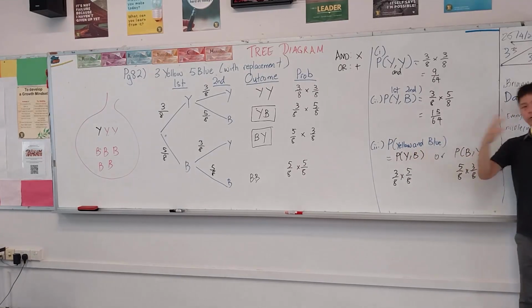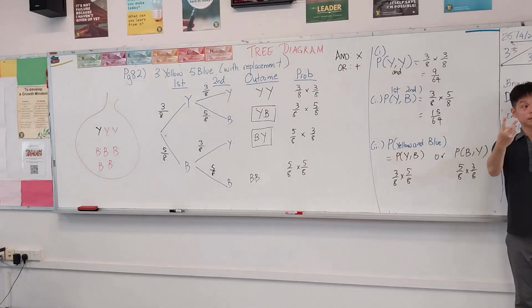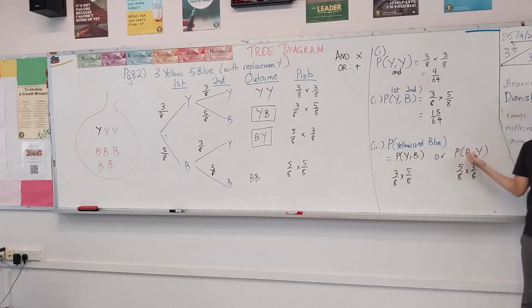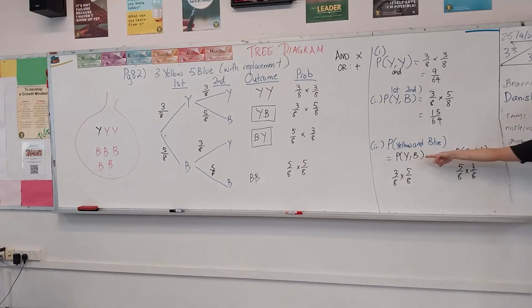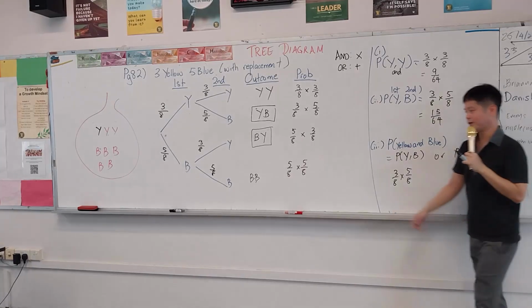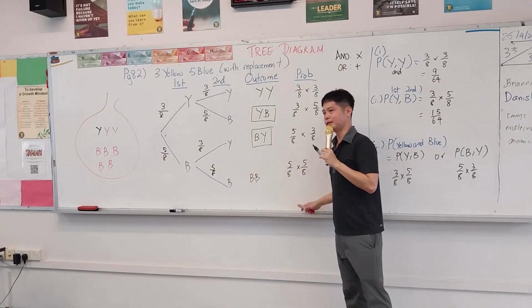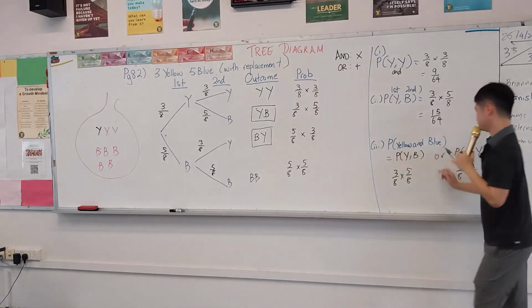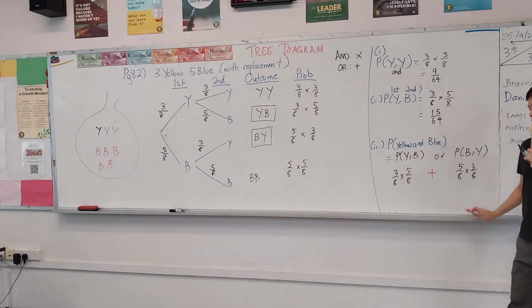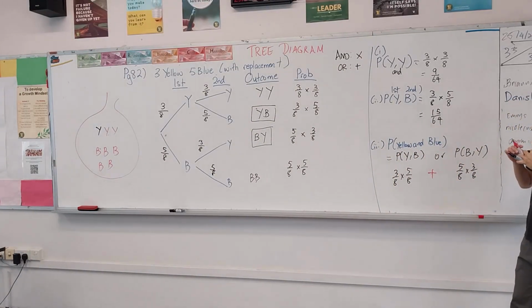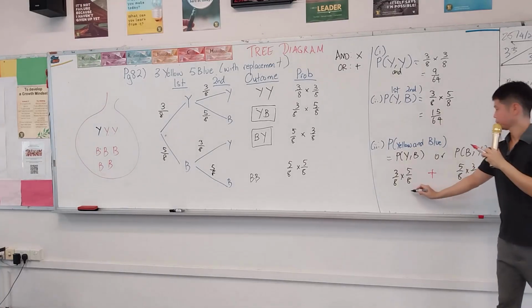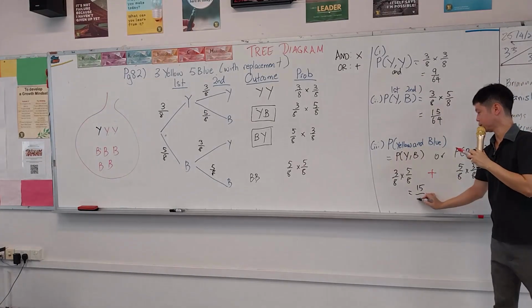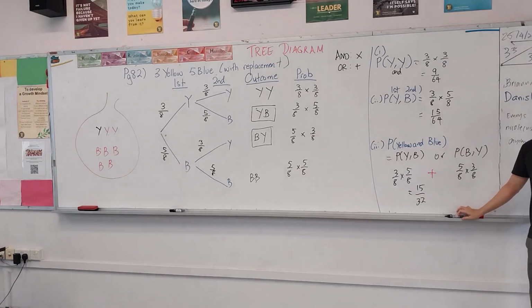Why is it or? Because I can only draw 2 marbles. So it's either yellow, blue or blue, yellow. I cannot draw all 4 marbles, right? But 2 only. So it's either this case or this case. Since there's an or, what must I do in the middle? Okay, so it's quite a mechanical one. You know that down here I need to plus, and the answer will be 15 over 32.